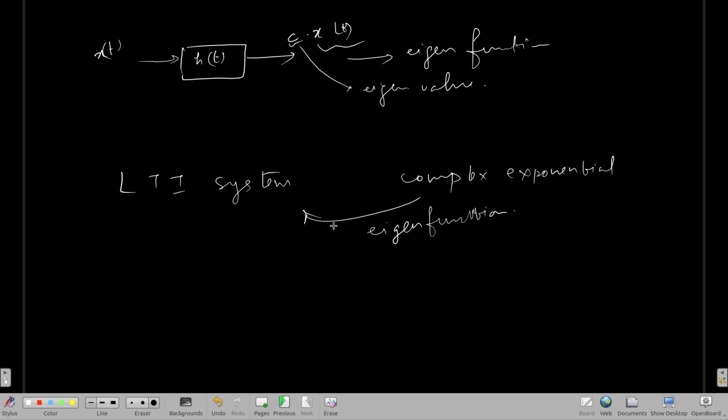Right, it is an eigenfunction for LTI systems. So what? Earlier, in our previous time domain analysis lectures, what did we do? Particularly when we were trying to deal with convolution, we were using the concept of impulse response, right? h of t. That is when we were giving an impulse as an input, and we were getting some output as what? An impulse response.